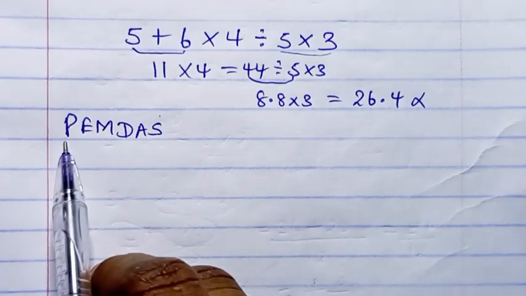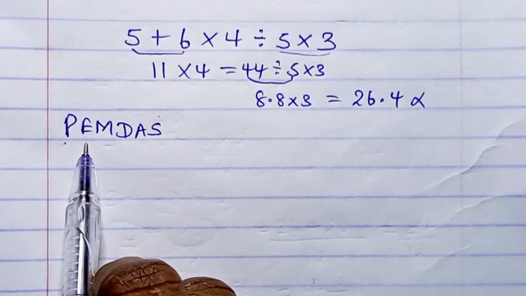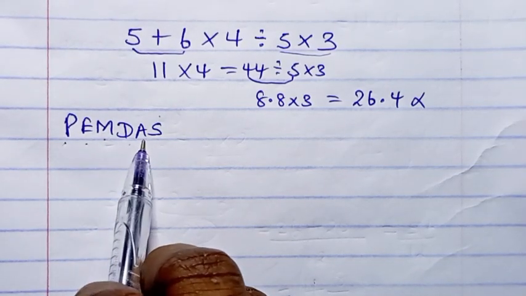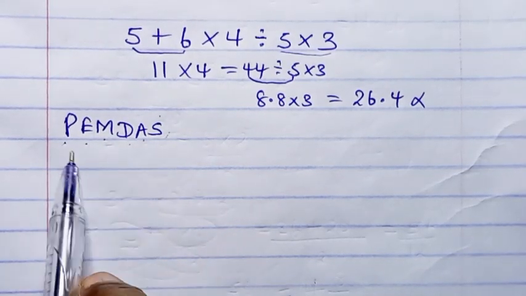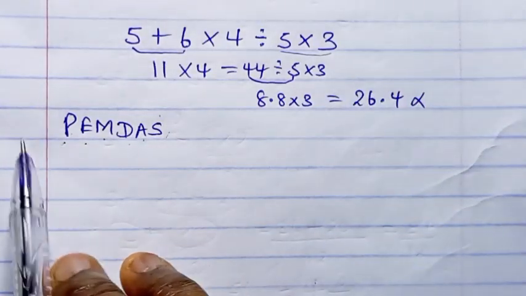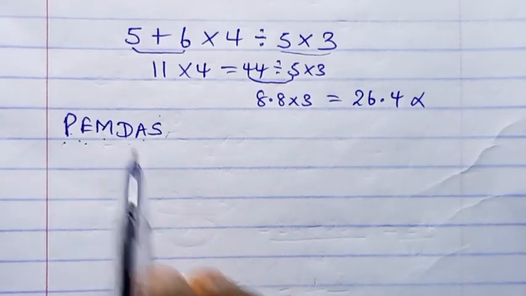This P means parentheses, that is bracket. E means exponential, that's power or indices. Then your M is multiplication, division, addition, and the S is subtraction. So we are going to follow this rule, solving from left to right. There are no parentheses, and no exponential. So we are going to start with our multiplication.